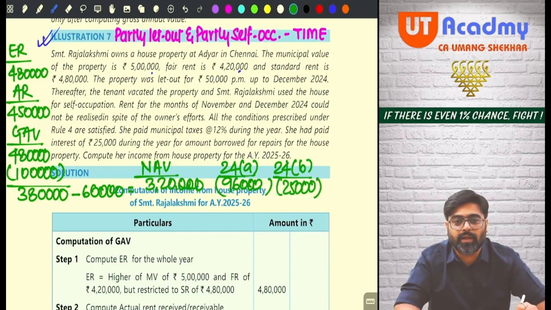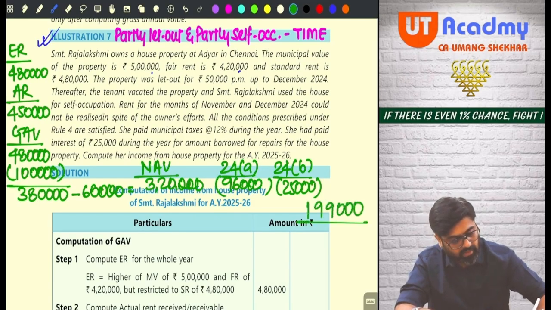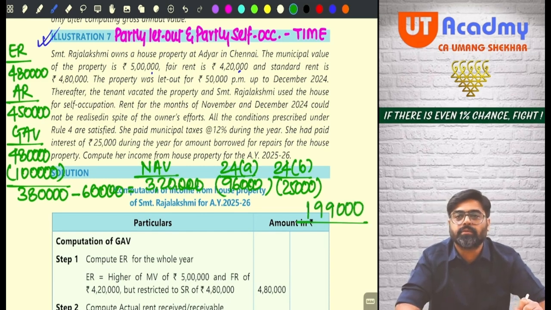Do you have calculators, everyone? Please use the calculators. Come on fast. On your calculator, 320 minus 96 minus 25, you will get 1,99,000. Kani, got the answer? Where did you commit the mistake? Will you repeat that mistake?